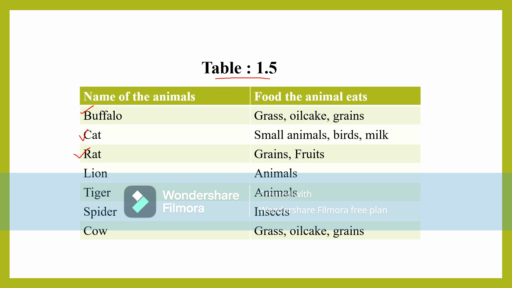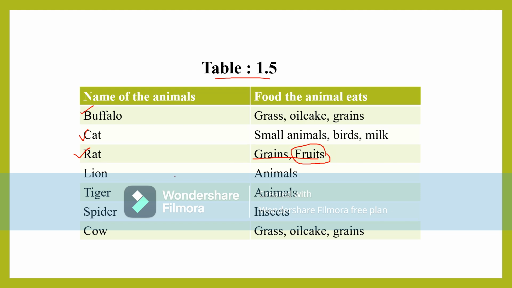Next, moving towards the foods. Rat eats grains and fruits. This is dangerous, because your mom will be keeping fruits for you. If the rat is in your house, it will eat every fruit. It won't allow you to see it also. It will eat every fruit and every piece of your fruits and grains too.